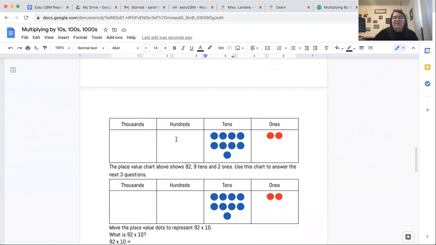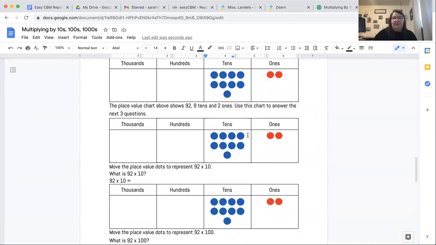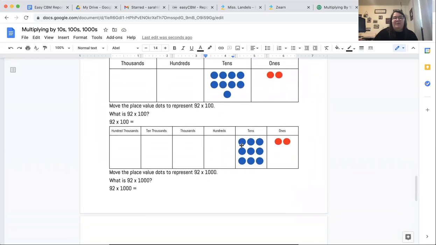Next, we're going to do one that's a little bit bigger. We're going to do 92. So we have 9 tens and 2 ones, but we're going to be doing the same exact thing, okay? We're going to do 92 times 10. We're going to solve it, and we're going to show on our place value chart the answer. We're going to do 92 times 100 and 92 times 1,000. And we're going to show this on our place value chart.